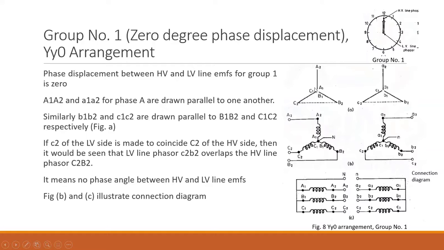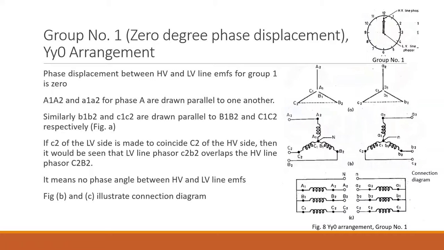For the HV phasor, the other terminals will be A1, B1 and C1. Why are we drawing it here? Because it is your star connection. So A2, A1, B2, B1 and C2, C1 will be drawn in this way.